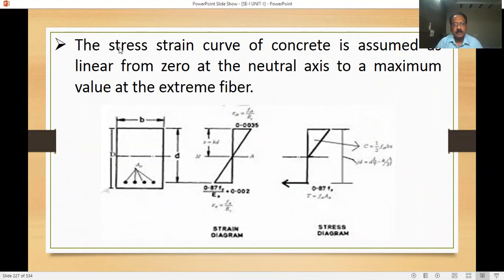These types of questions, explain working stress method or limit state method, are generally asked many times in previous questions, and you try to understand the concept. It is easy to understand. Listen carefully to this diagram explanation. The stress strain curve of concrete is assumed linear from 0 at the neutral axis to a maximum value at the extreme edge. See here, this is the stress strain diagram.